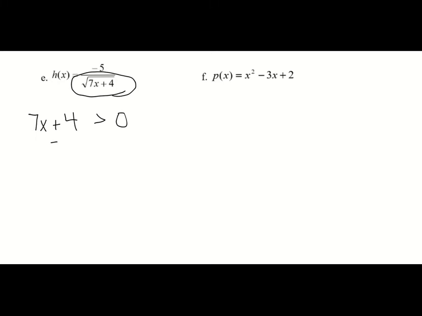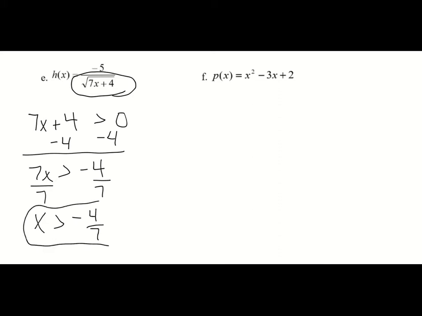So I'm going to start off, I'll subtract 4 from both sides. So we have 7x is greater than negative 4. Divide by a positive 7, so I don't have to flip my sign. So here, x has to be greater than negative 4/7, and this would be my domain.